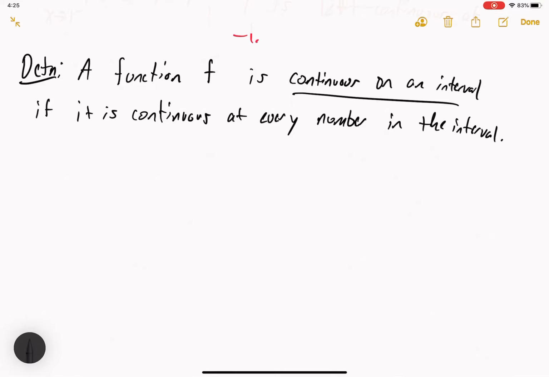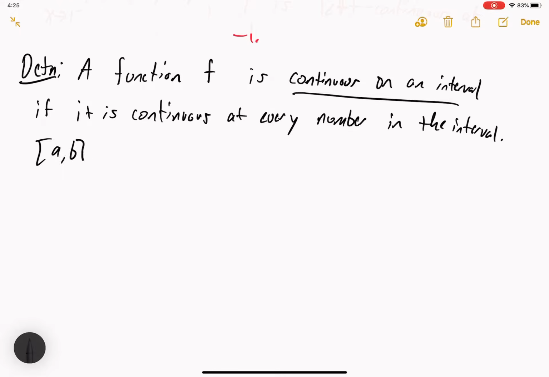One thing we should note is continuity at the endpoints. If we look at just an interval, say from a to b, continuity at a and b just means from the left or from the right, because we're not going to be approaching b from the right. We're not going to be approaching from outside the interval. So let me clarify.